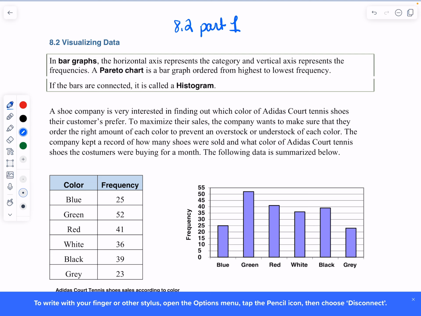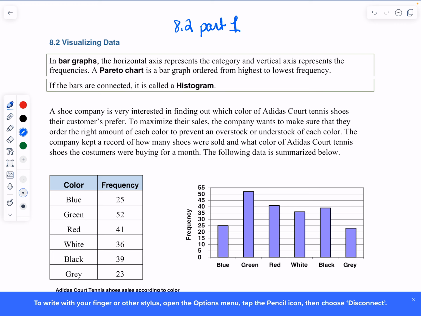So in the last section, we talked about what a bar graph was, and particularly we talked about what a histogram was, because we had a lot of examples with histograms. Again, a histogram is a bar that is connected. A new one here is actually a Pareto chart, which is a bar graph ordered from highest to lowest frequency. So just as a quick reminder, a bar graph is one that has spaces in between the bars. Histogram is where those bars are next to each other without any space. And Pareto is a type of bar graph that shows things ordered from highest to lowest frequency.